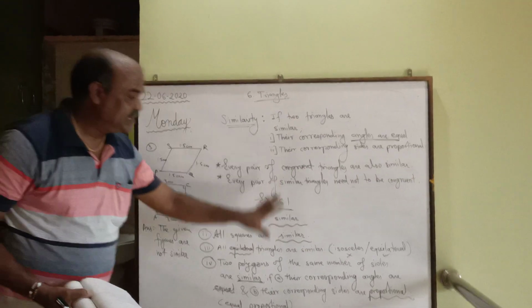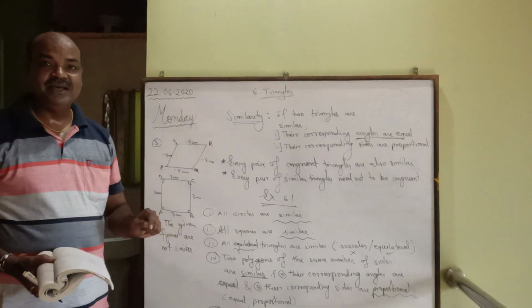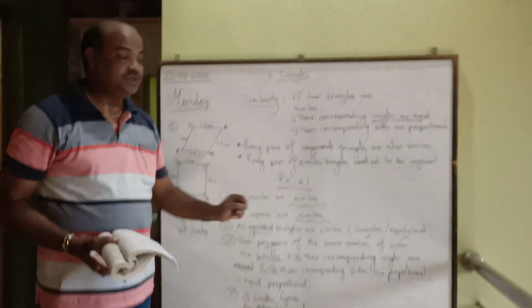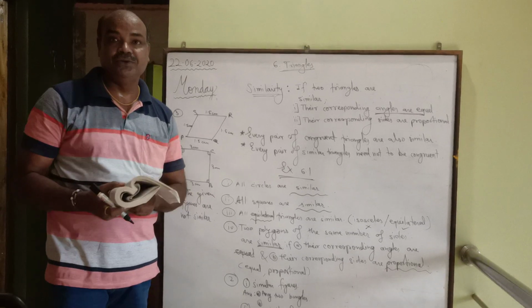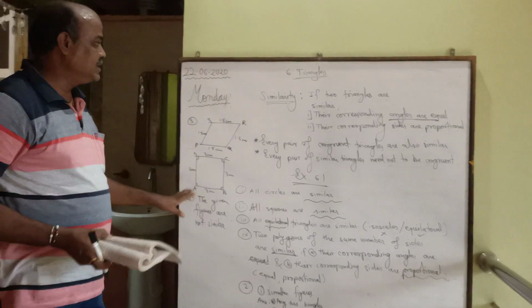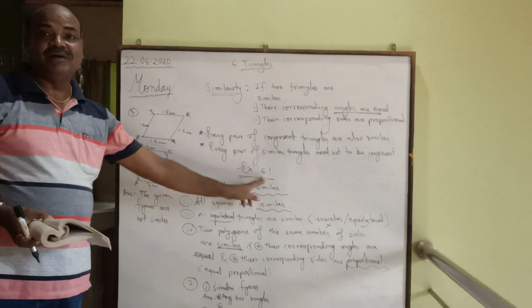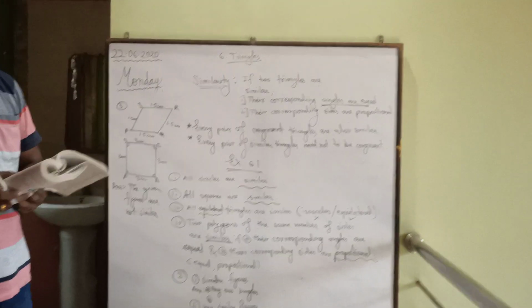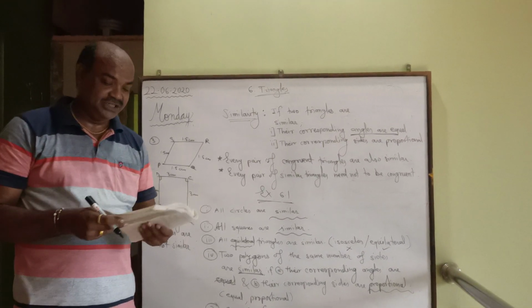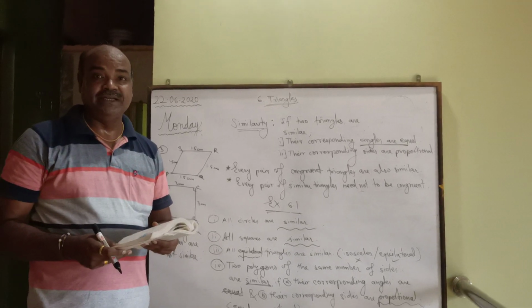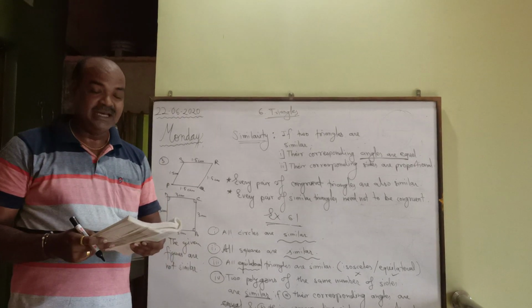So friends, I expect and I am confident that you understood all the things I explained very well. Here we concluded our exercise 6.1. In the next period, we will start Thales theorem, which is also known as basic proportionality theorem. Okay, have a nice day, students.